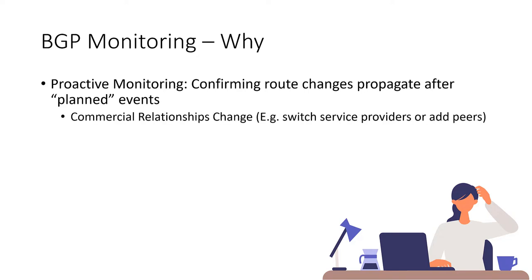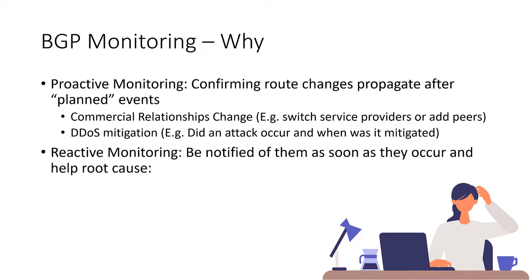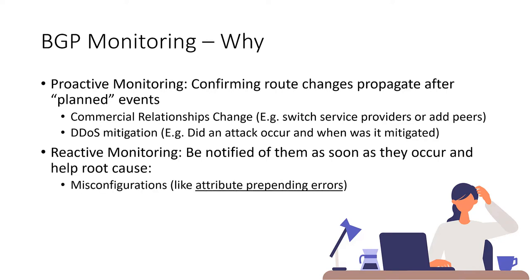Like if relationships change with a service provider or a BGP peer, it can be used to detect DDoS attacks, and it's just as likely to be used to verify that routes have returned to normal. On the reactive side, BGP monitoring can also be used to detect misconfigurations like those having to do with attribute prepending errors, which is when a company has at least two BGP peerings or connections to the internet.